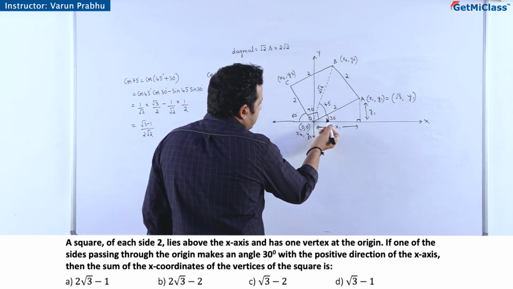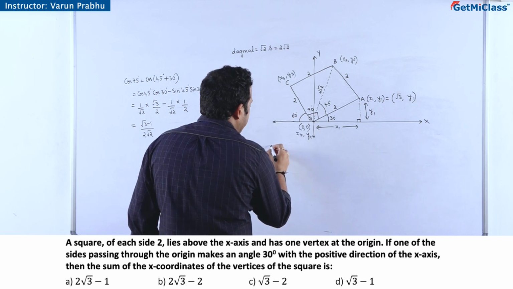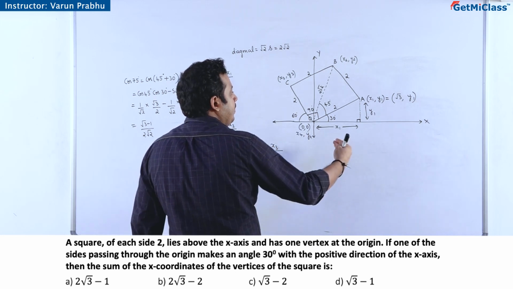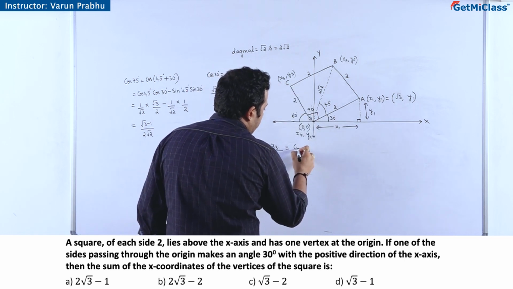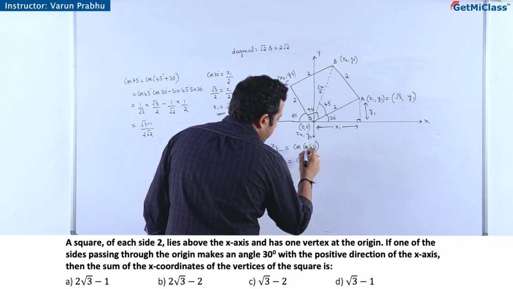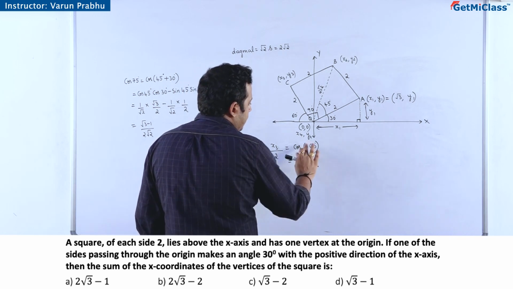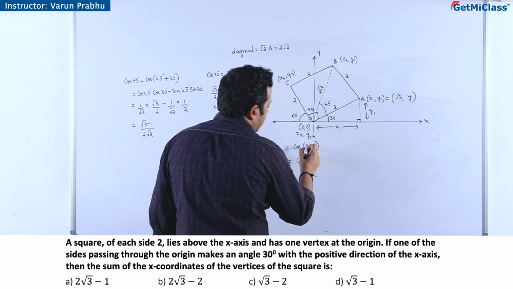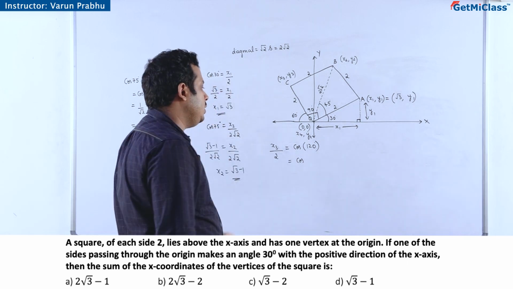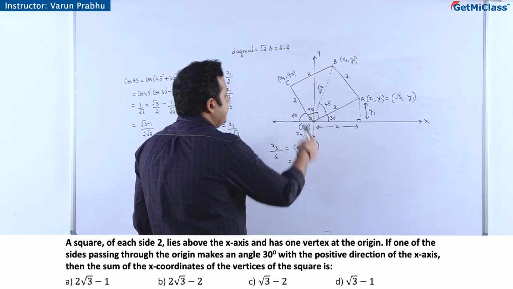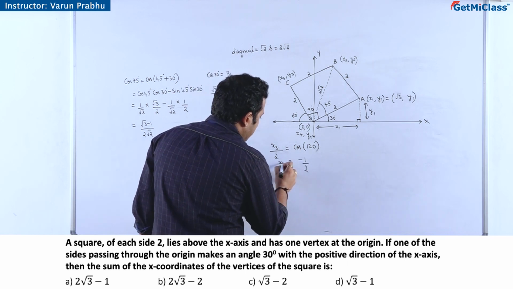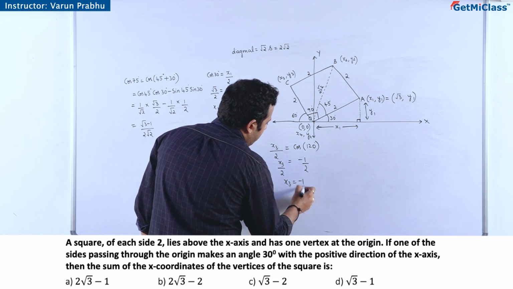Now if you consider this part, 90 degree plus 30 degree, x3 divided by 2 is equal to cos of minus 60, or you can directly consider cos of 120 degree, correct or not? Cos of 180 minus 60 is cos 120, negative, as it is in the second quadrant. Cos of 120 is nothing but minus half, equal to x3 divided by 2. So the value of x3 is minus 1.